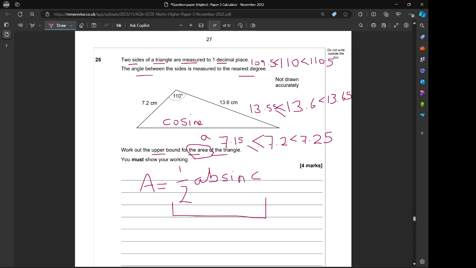So this question, I did this with my tutor last week, and I think I actually remember the answer to this. Okay, well done. So use the upper bound for A and B, so this one and this one. So area equals a half times 13.65 times 7.25.